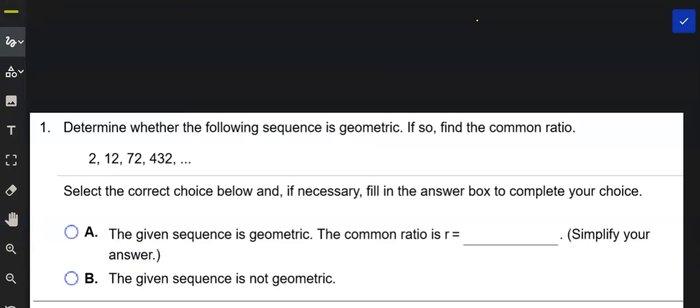Determine whether the following sequence fits in this category called geometric. Geometric means that we are multiplying, not adding. Arithmetic was when we added the terms together, but we're not adding them together to go from one term to the next. We're not adding, but we are multiplying.